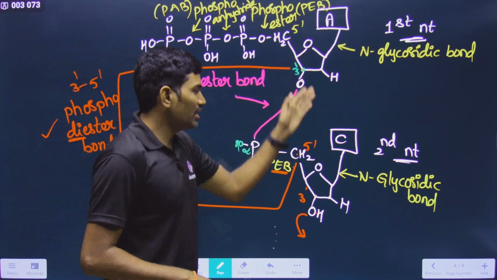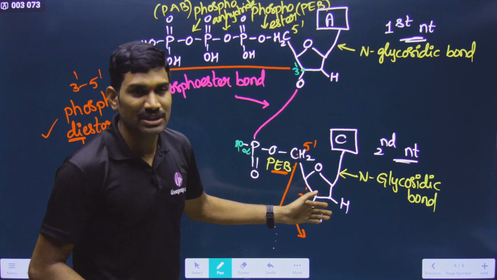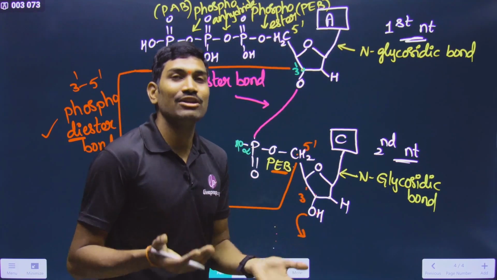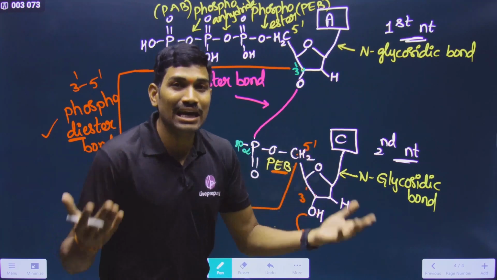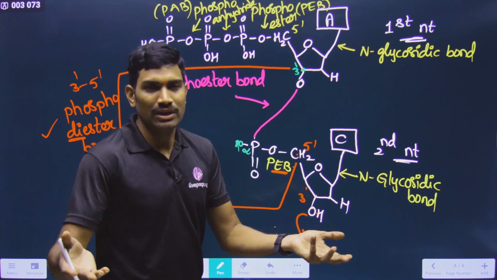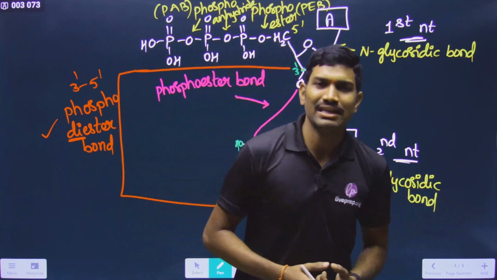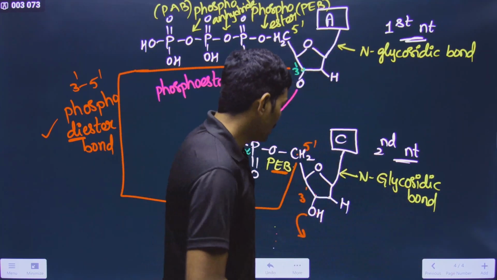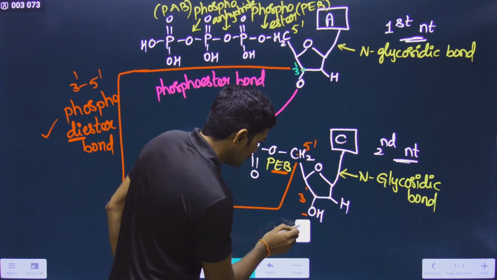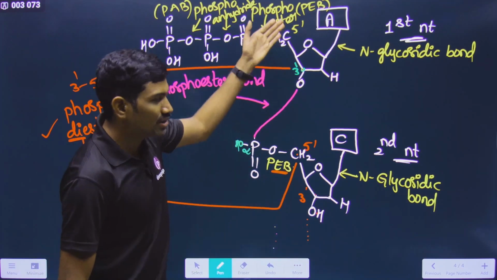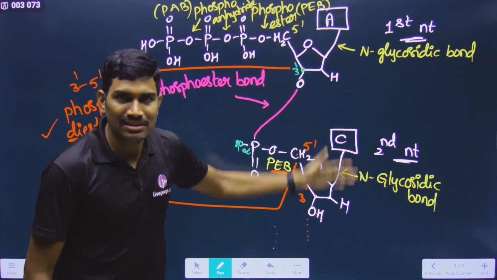If only two nucleotides are present, it is called a dinucleotide. If three nucleotides are present, it is called a trinucleotide. In this way, if many are present, it is a polynucleotide. That's why DNA and RNA are called polynucleotides. Many nucleotides are attached to each other. Understood or not? So in this way, I will keep dots like this. Once we are keeping dots, what is the meaning of this? Many are attached in the same way.